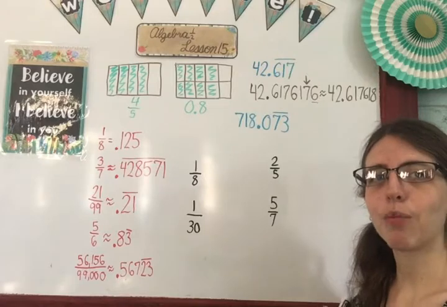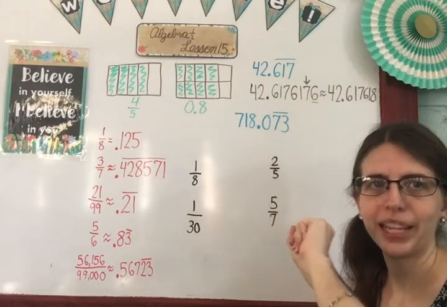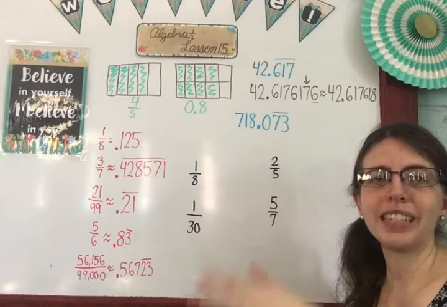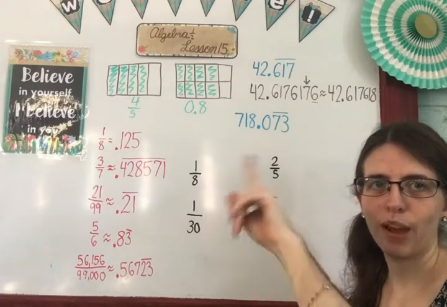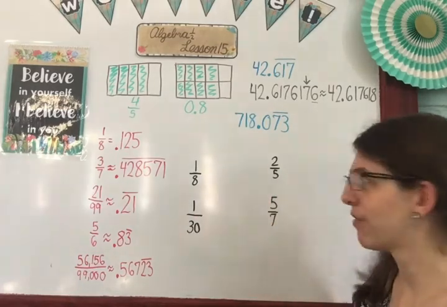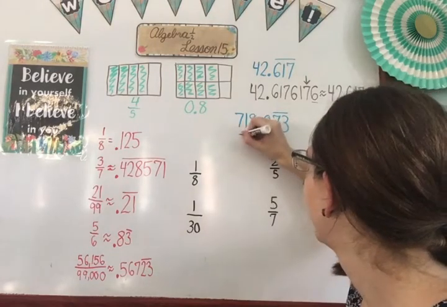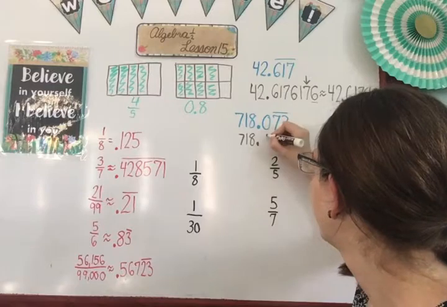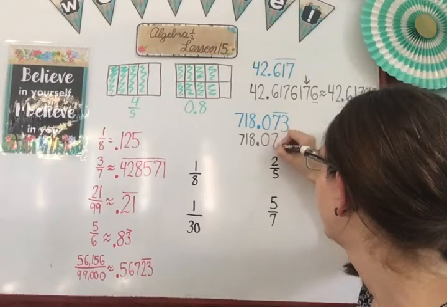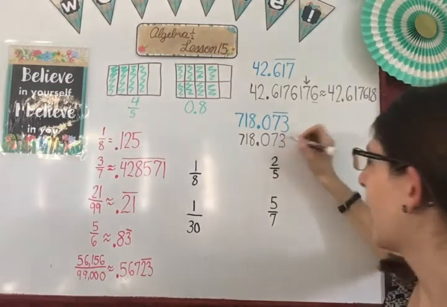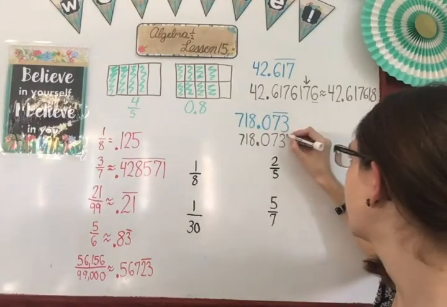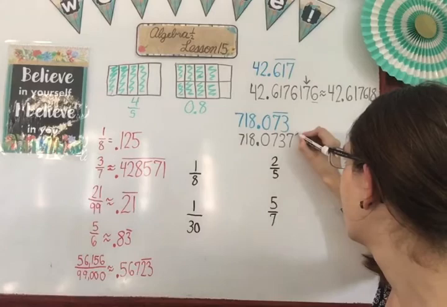718.073. I want to round this to 5 decimal places. So that means I need to write out my repeating numbers to 6 decimal places so I can round up to 5. So I'm going to write 718.073. Now the 0 doesn't repeat, it's just the 7 and the 3. So the next digit will be a 7, then a 3.